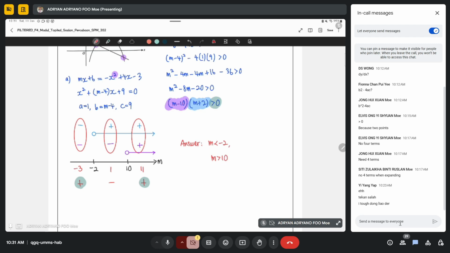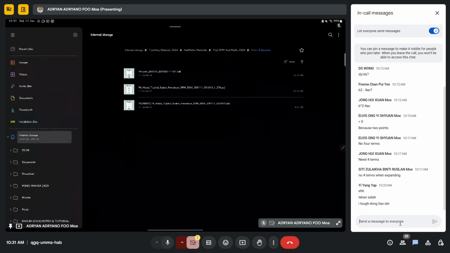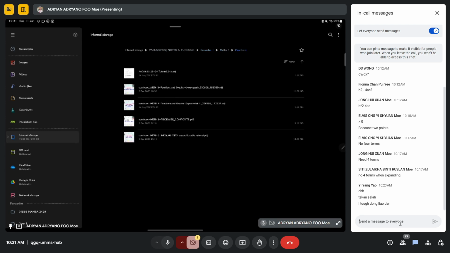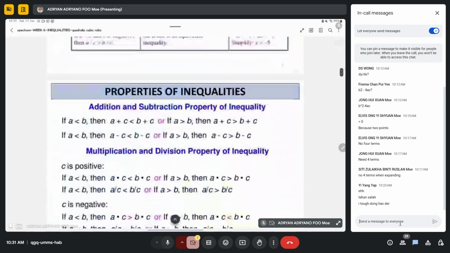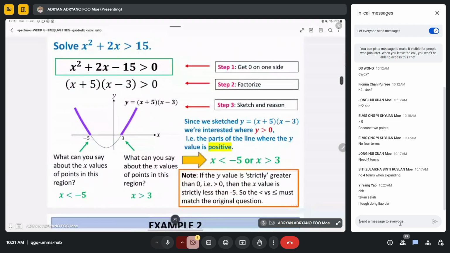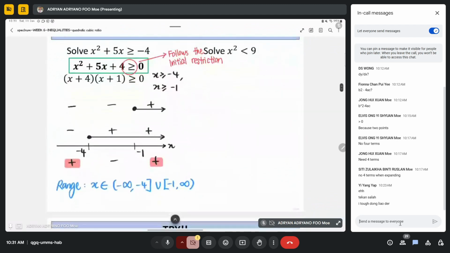Okay, there is another method called the sign chart. I'll show you how to do the sign chart. Actually, this is something you learned more seriously in foundation. This one is not so serious, this one is basic. Okay, so this one is a graphical method, right? The graphical method we learned, we draw a graph, simple. This is the number line method we did just now.